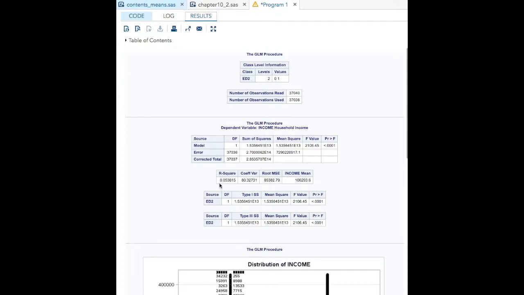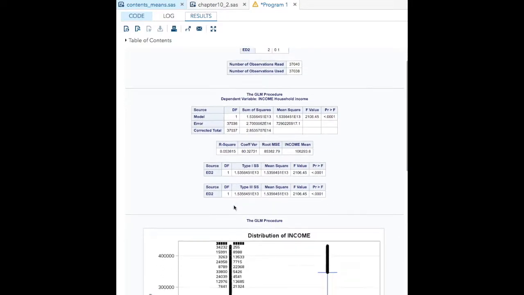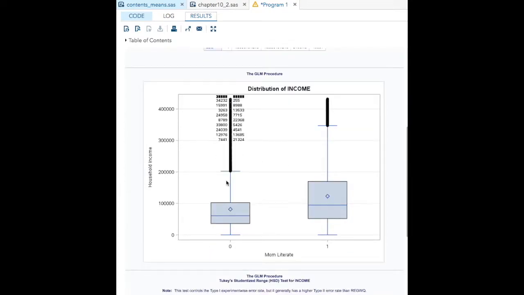Our R squared is about 5%, so about 5% of the household income is predicted by whether or not the spouse, the woman in the family, is literate. And you can see again, here's our label, mom literate, household income, and here's the household income where the mother's literate, and here's the household income where she is not literate.